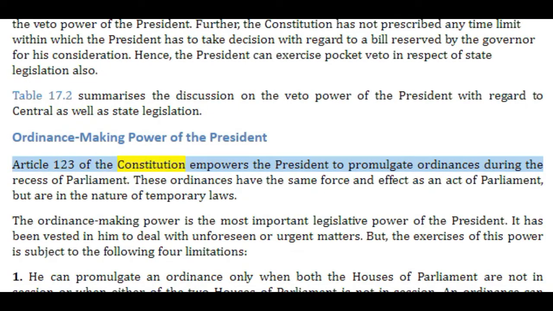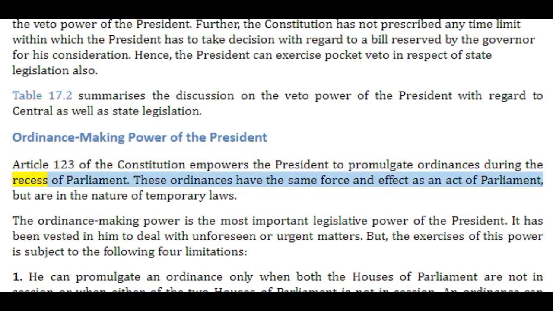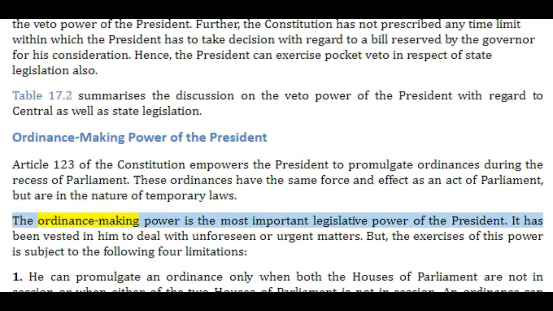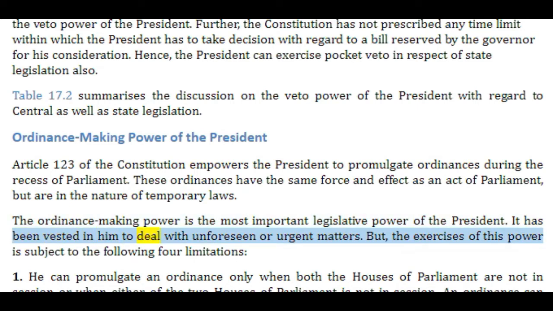Article 123 of the Constitution empowers the President to promulgate ordinances during the recess of Parliament. These ordinances have the same force and effect as an Act of Parliament, but are in the nature of temporary laws. The ordinance-making power is the most important legislative power of the President. It has been vested in him to deal with unforeseen or urgent matters. But the exercise of this power is subject to the following four limitations.